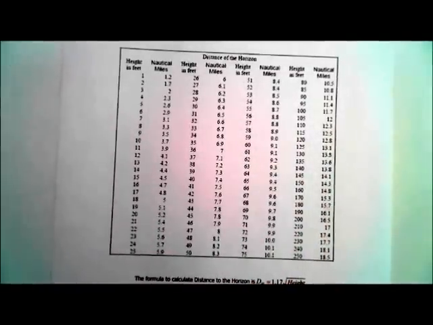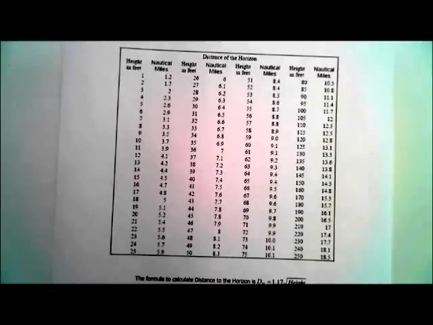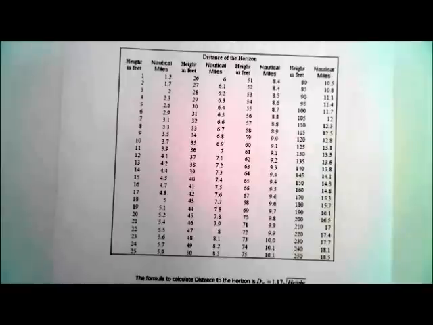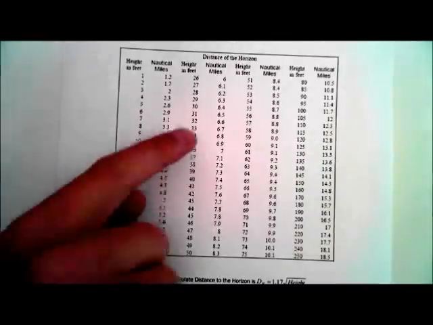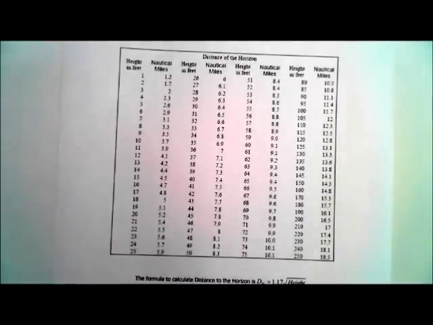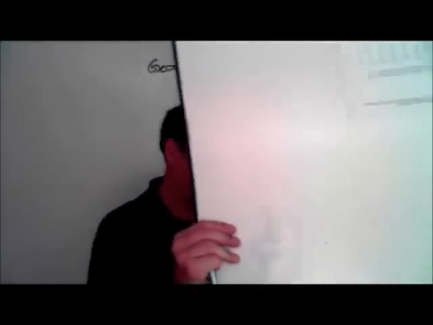So again, let's look at it one more time. The problem says, what is the geographic range of a light that is 25 feet tall and your height of eye is 30 feet? So we go to 25, it yields 5.9. We go to 30 feet right here, and it yields 6.4. So let's take a look at that on the board. The other board.